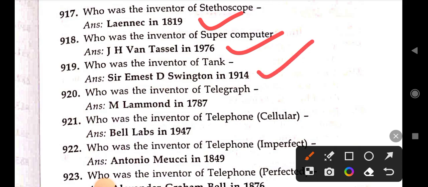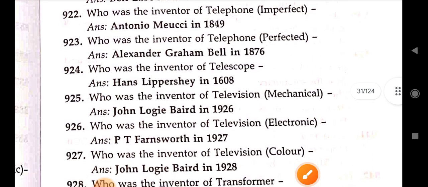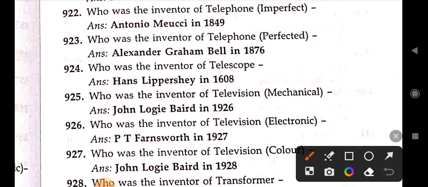Who was the inventor of telegraph? M. Lammond in 1787. Who was the inventor of telephone, cellular? Bell Labs in 1947. Next, who was the inventor of telephone, imperfect? Antonio Meucci in 1849. Who was the inventor of telephone, perfected? Alexander Graham Bell, 1876.